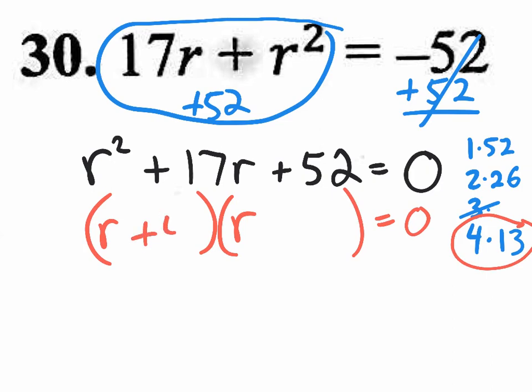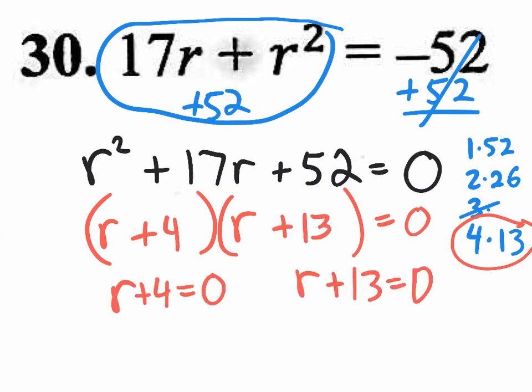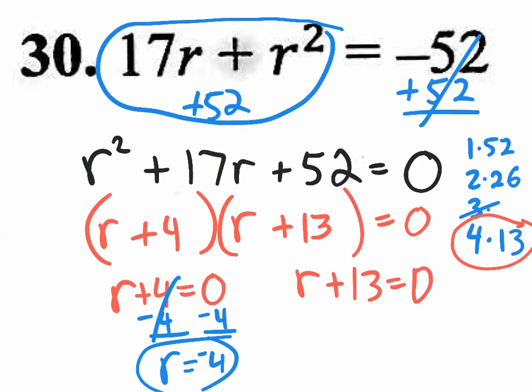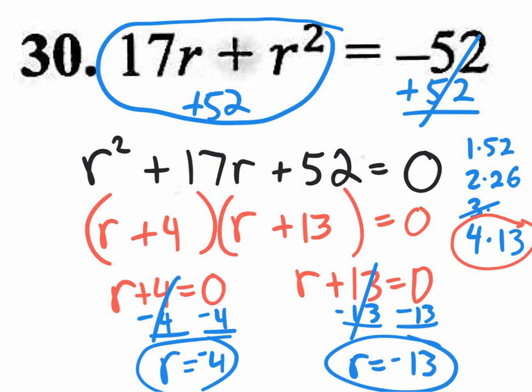So positive 4, positive 13. Now we're going to split them, and then we're going to solve them. So R equals 4. No, negative 4, I'm sorry. And over here, minus 13, 0 take away 13 is negative 13. So the two answers are negative 4 and negative 13.